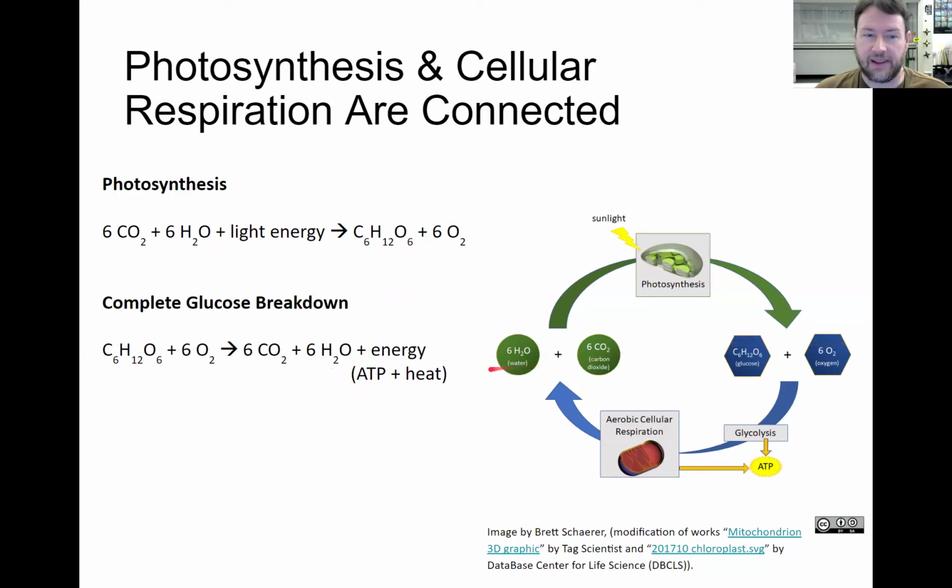So the reactants of one are the products of the other. The products of one are the reactants of the other. So this is a really neat system, and it shows us how the energy within an ecosystem can cycle. No, that's wrong. The energy can flow through an ecosystem. There we go. And the nutrients can cycle, which again is maybe a little more foreshadowing of where we're going with all of this.